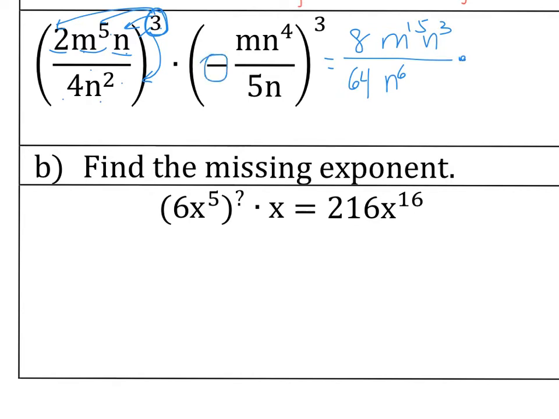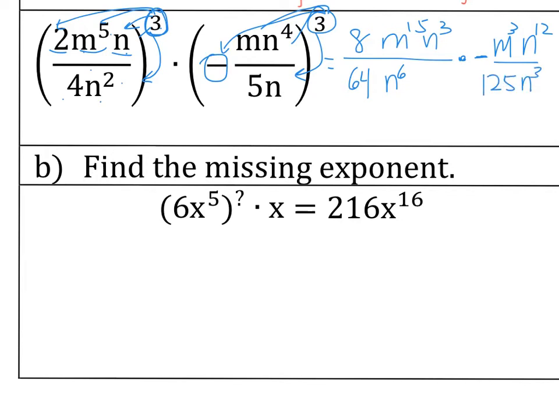I have a negative here. I need to take that into consideration. Negative 1 to the third power is still negative. And I need to share m with each of these factors. So m cubed, n to the 12th power, and 5 cubed would be 125, and then n cubed.